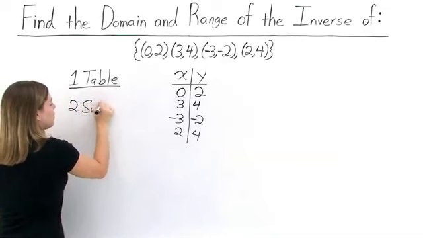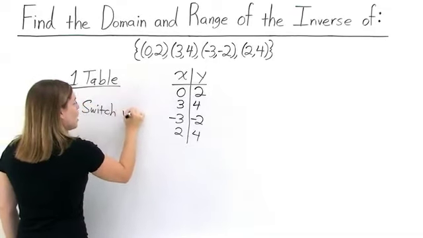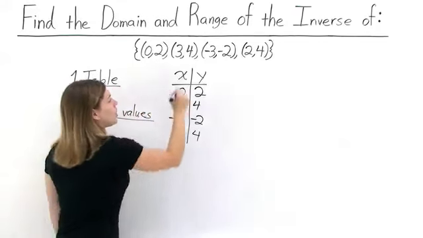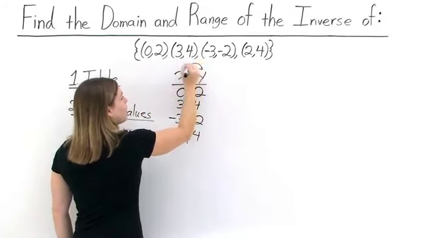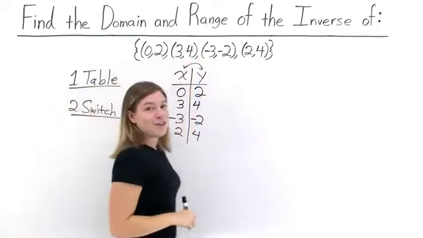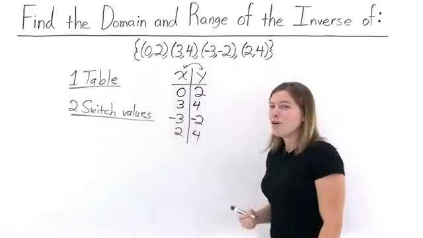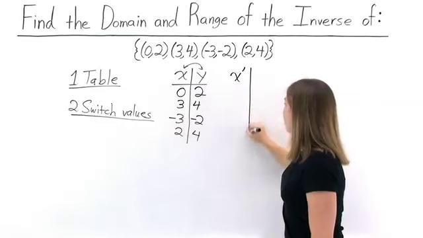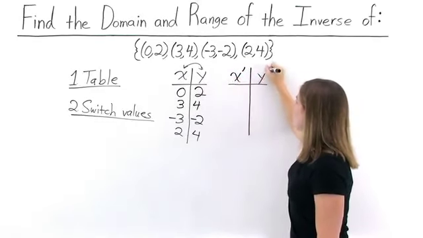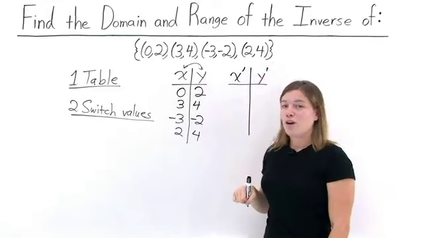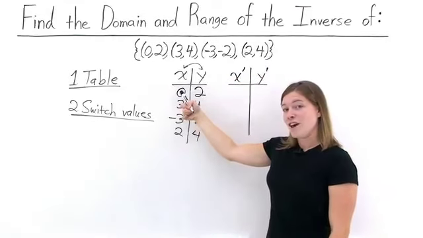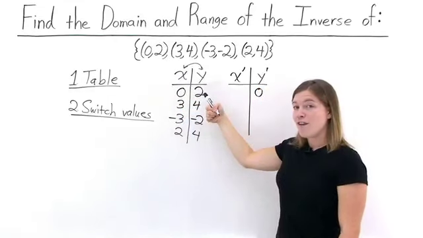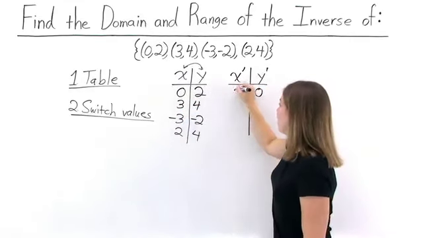Step number 2 is to find the inverse of this relation by switching our x and y values. So, all of our x values are going to become y values, and all of our y values are going to become x values. So let's set up another xy table, except here, we'll have x prime and y prime, since we flipped those values. So, instead of 0 being an x value, it's now going to be a y value. Instead of 2 being a y value, it's going to be an x value.